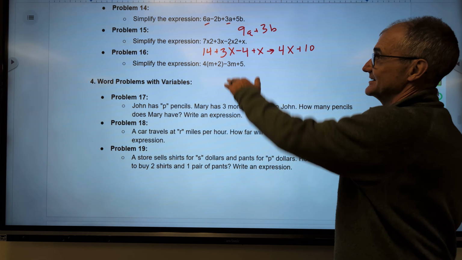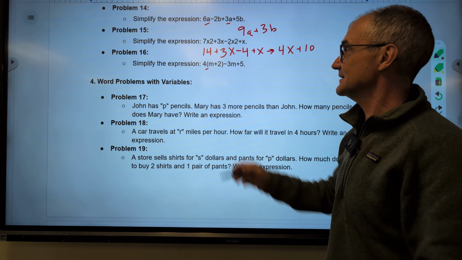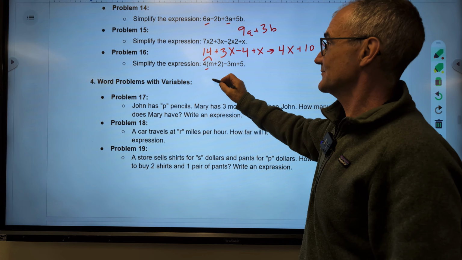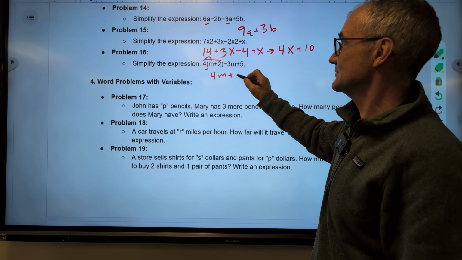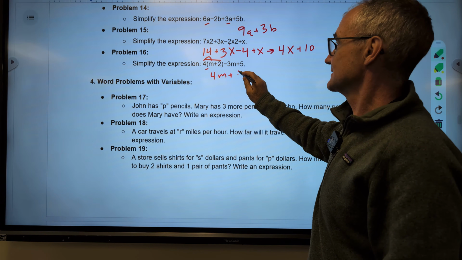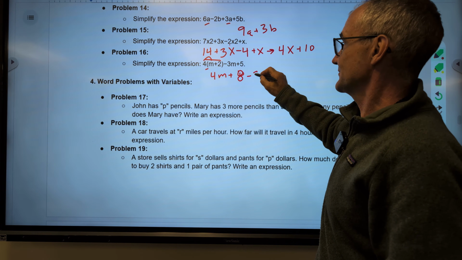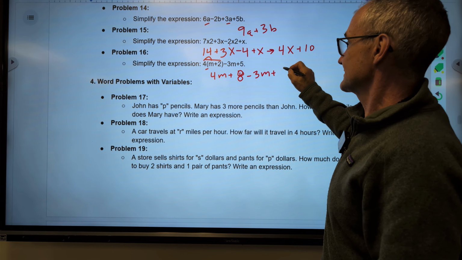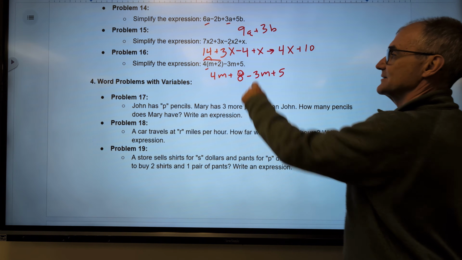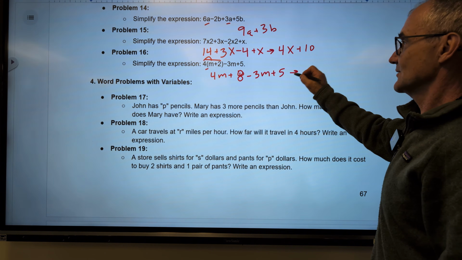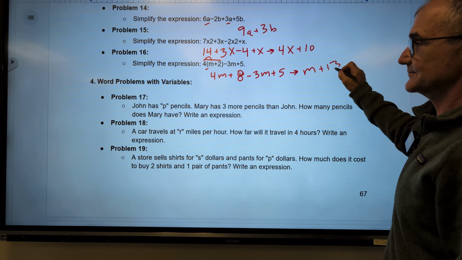This one's a little trickier here on number 16 because I have to distribute that 4 through the quantity. So I have to do 4 times m first. 4m plus 4 times 2, 8. Minus that 3m plus 5. Now I could combine my similar terms. 4m minus 3m is equal to 1m. 8 plus 5 is 13.